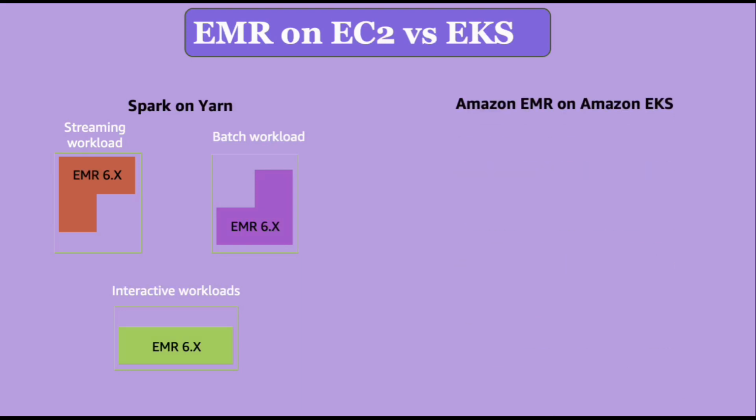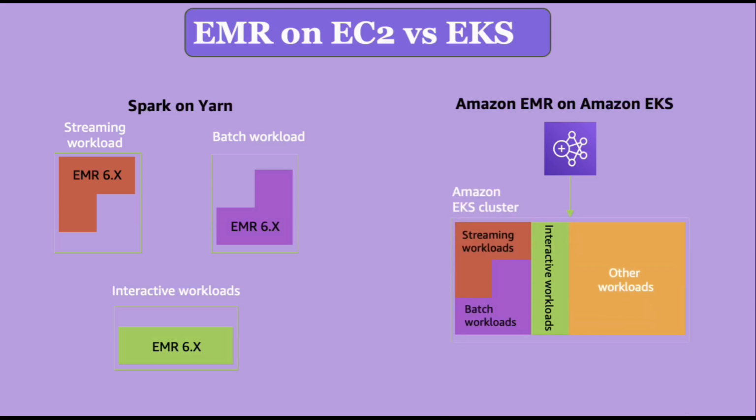Now, in the case of EMR on EKS, the way it works is you can have one single EKS cluster, and within that you can have multiple namespaces, and each namespace can have a different version of the Spark runtime and a different version of the EMR runtime. So that means in a single cluster you can have multiple workloads running side by side. You don't really need to create a separate cluster for each workload. So this is a big advantage from a bin packing perspective, cost optimization perspective, and operational overhead perspective as well.